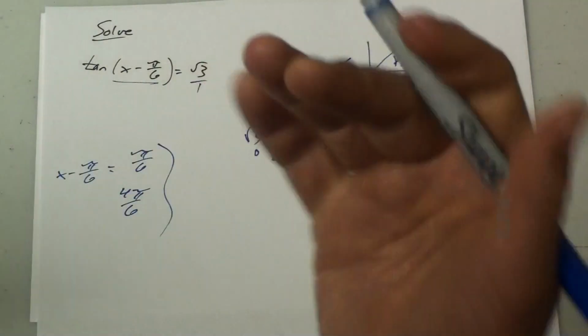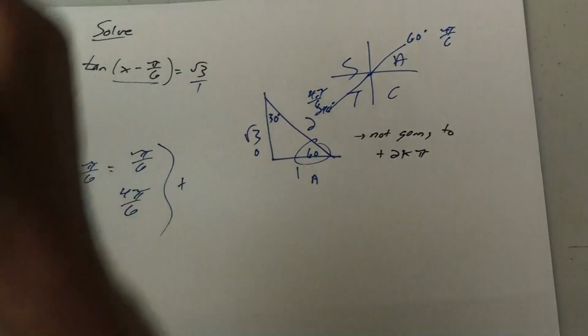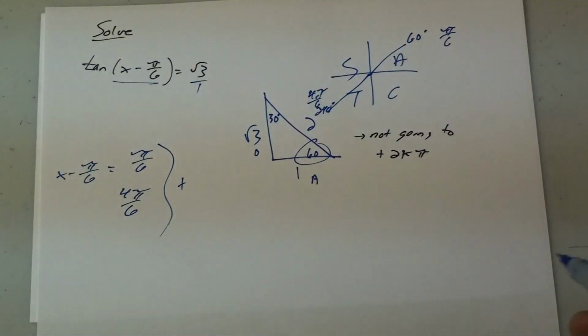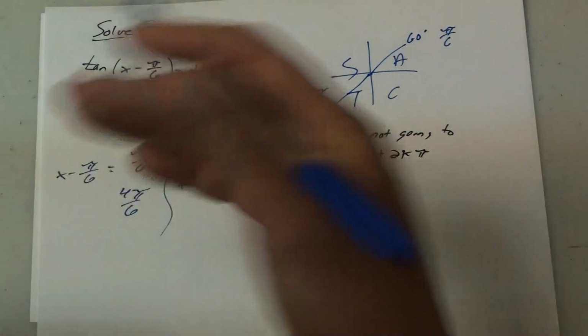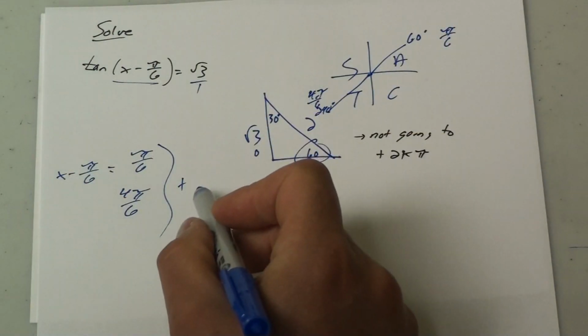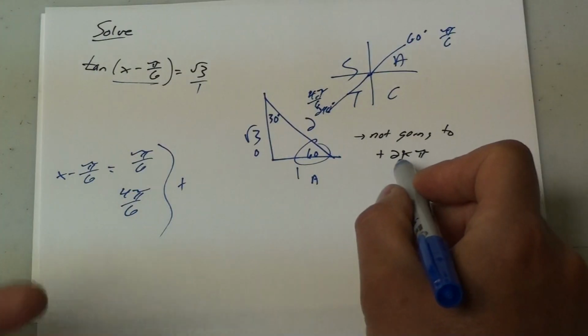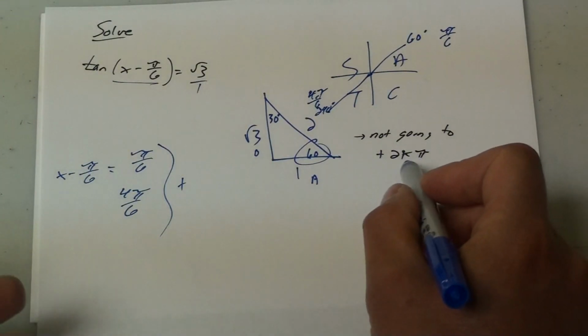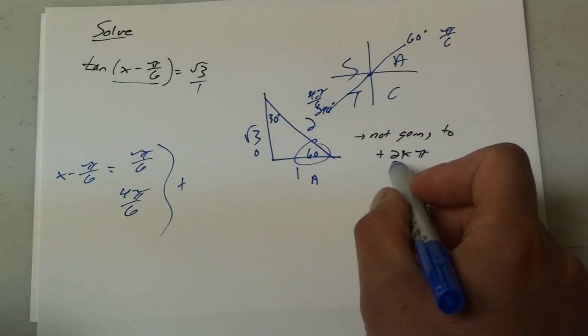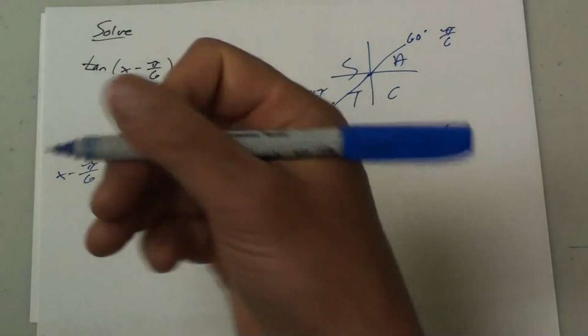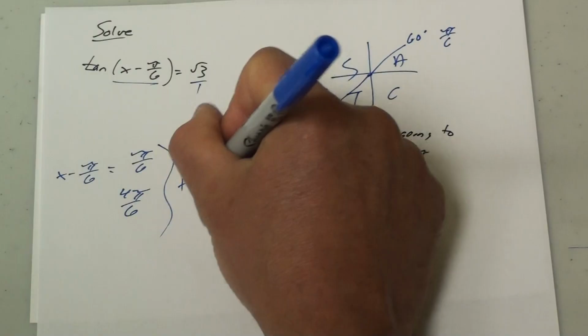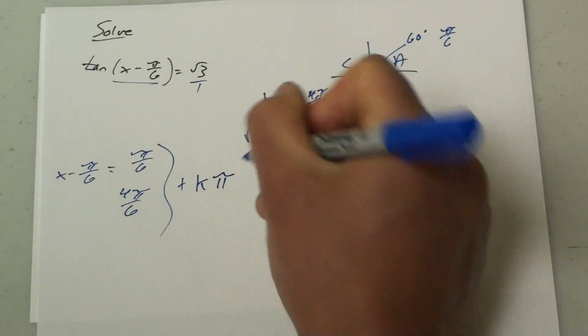Plus, because it's going to repeat itself, you're going to have multiple other angles, so you have to add on the period. Usually you do plus k2 pi, or 2k pi, whichever order you want. Well, this one you're not going to be able to do that, because the period is not 2 pi. It's just pi. So you add k pi.